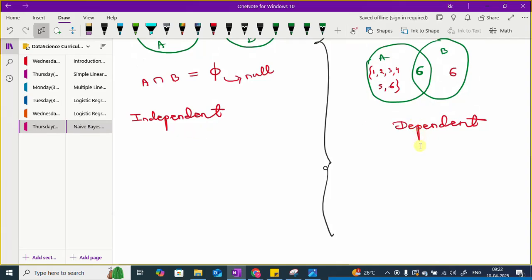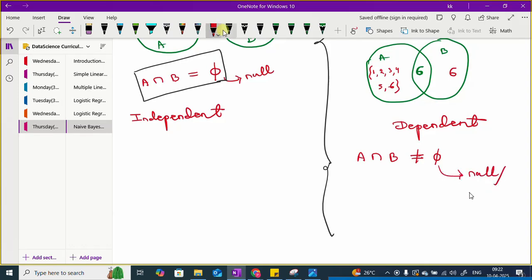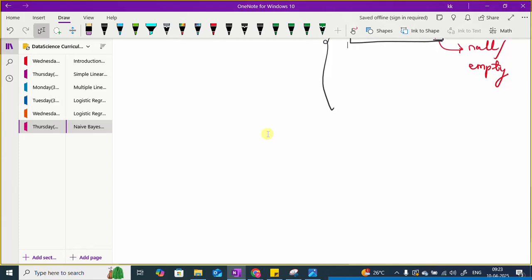Whenever A and B are both dependent, in this case, guys, I cannot say that A intersection B is equal to phi. A intersection B is not equal to phi, not null or empty, whatever you call it, because in A intersection B, definitely some elements are there. Clear?